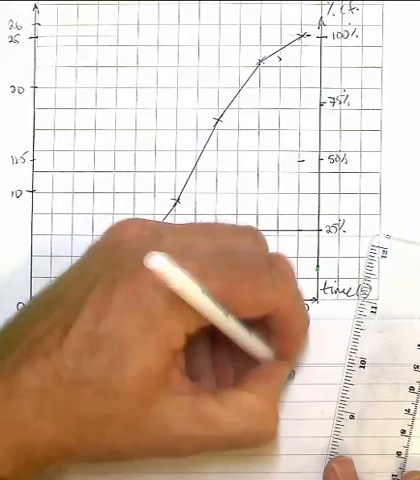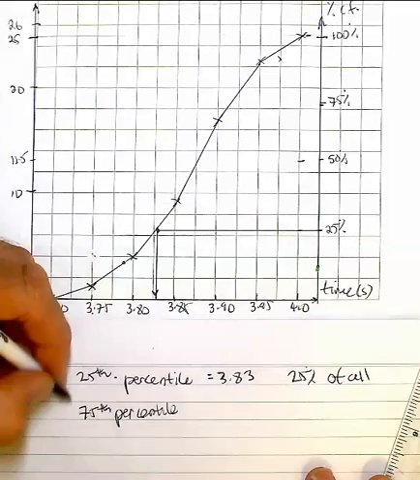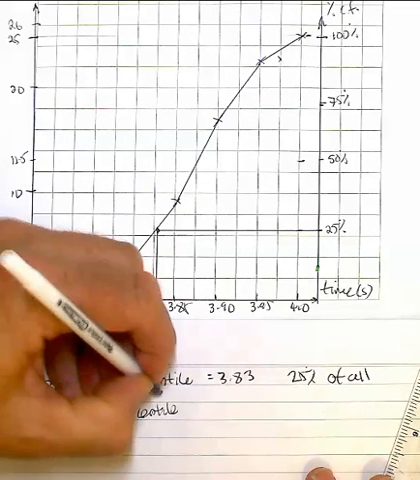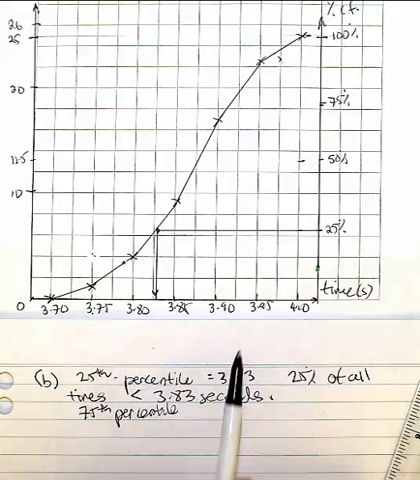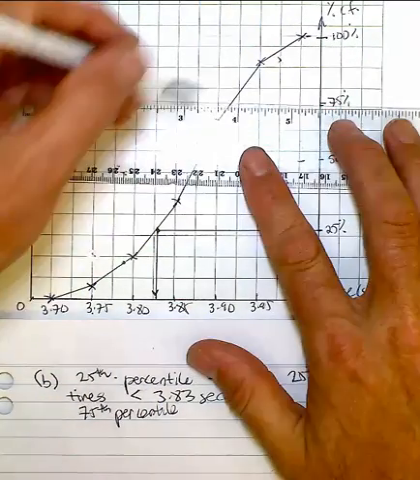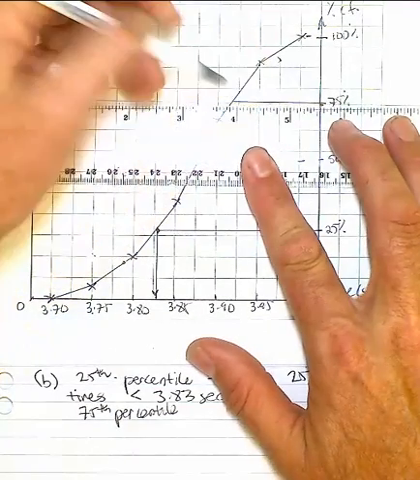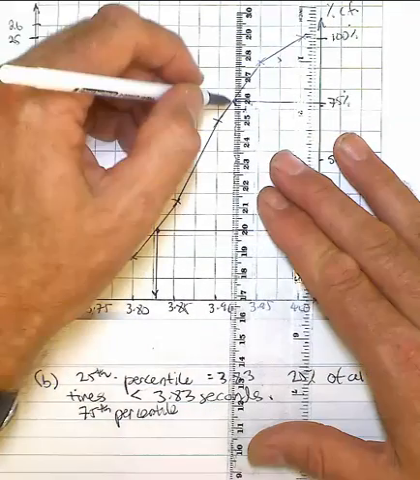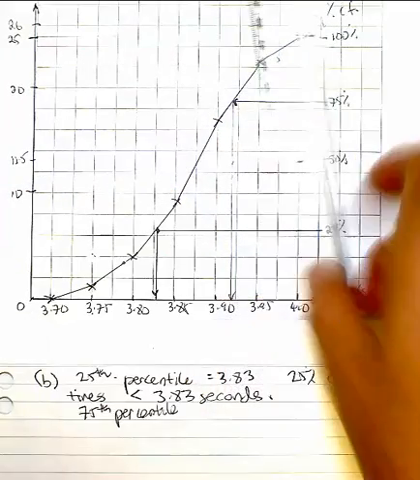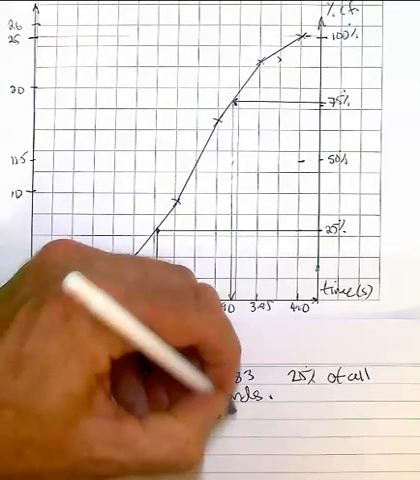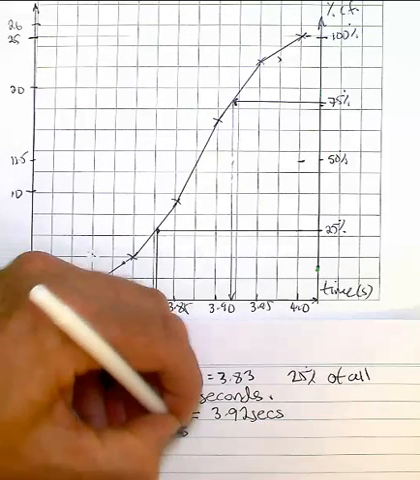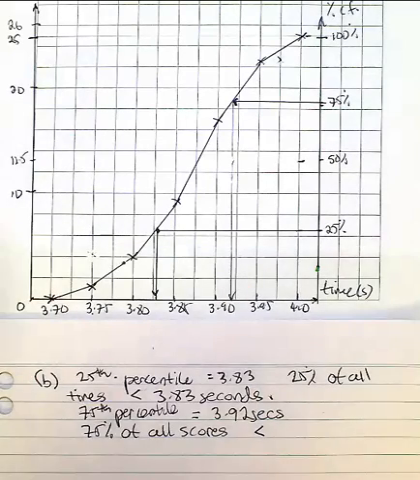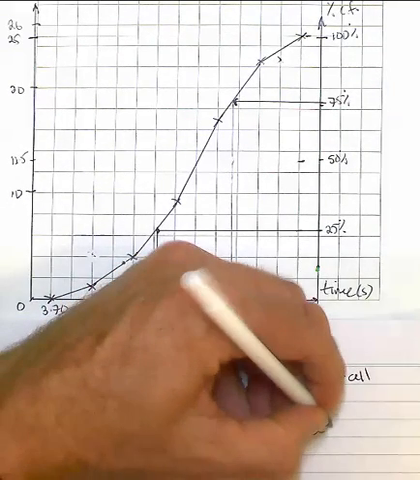So in other words, 25% of all times will be less than 3.83 seconds. Notice 3.83 is the score below which 25% of the scores will lie. In a very similar way, ruling across from my 75th percentile and reading down to the axis, of the order of 3.92 seconds. Once again, 75% of all scores will be quicker or less than 3.92 seconds.